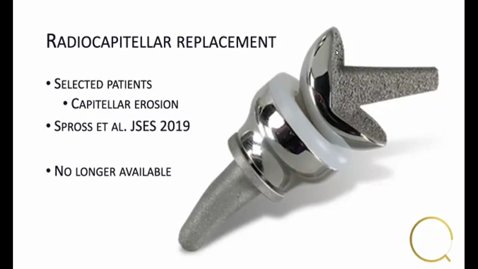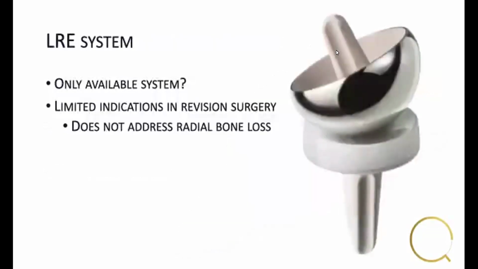And Christian Sproos looked at our series, and this was osteoarthritis, not revision radial head prosthesis. But he looked at our series with decent results. However, like I said, it's no longer available because one of the problems was loosening of this radial head component. So the actual isolated radial head is no longer available either.